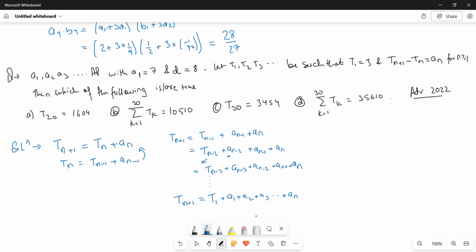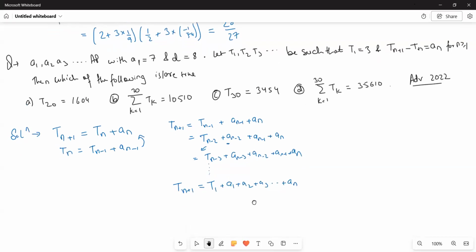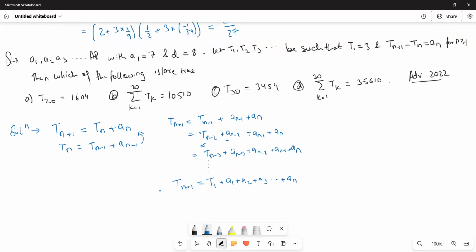ठीक है? Is everyone clear with this step? This is the key thing that you have to understand in the question. Because after this तो फिर सॉल्व हो ही गया.